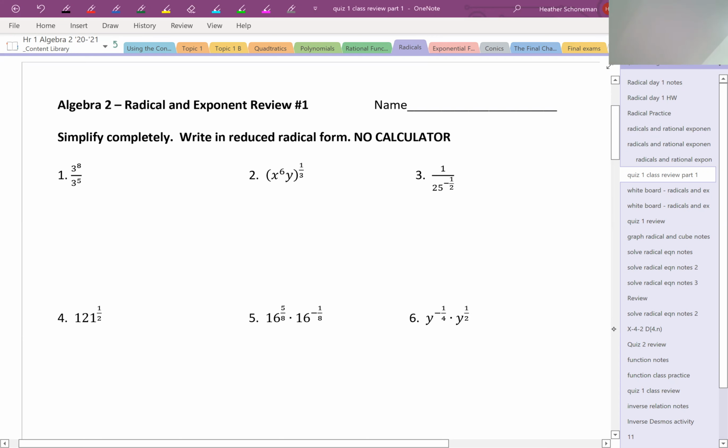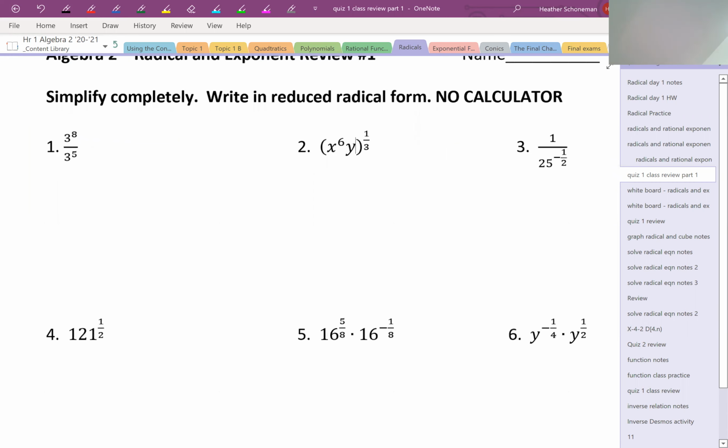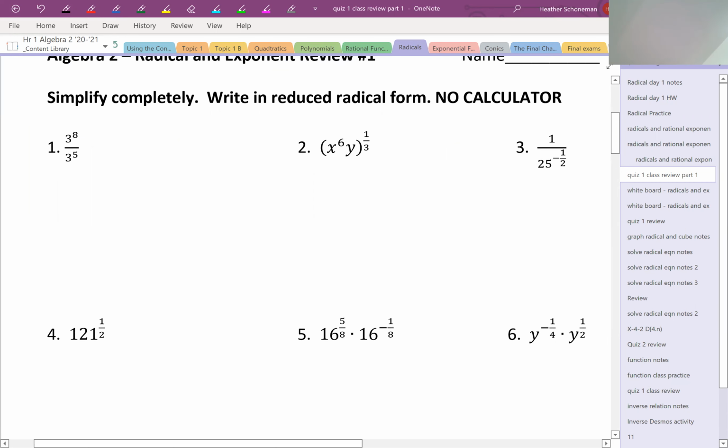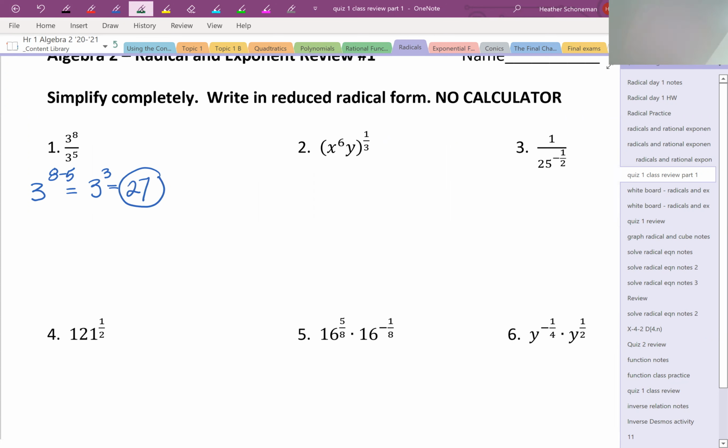Okay, let's look at number one. On number one, we have a division problem and the bases are the same. The bases are both 3. And so when it's division, to be able to figure this out, we subtract the exponents. We don't change the bases, we just subtract the exponents. So this is 3 to the 8 minus 5, or 3 to the third, and 3 to the third is 27.